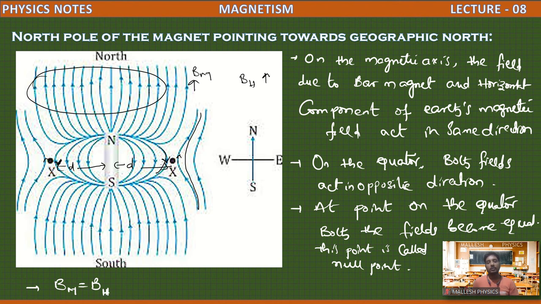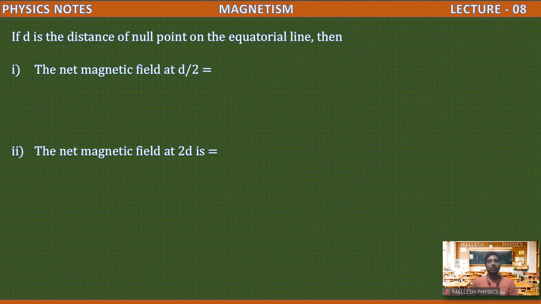Now you know the magnetic field due to the bar magnet on the equator. So what is the formula? BH is equal to mu naught by 4 pi, on the equator it is M by d cube. Let us take the magnetic moment of the bar magnet as capital M. So M by d cube, this is the formula. Here you will see an application.